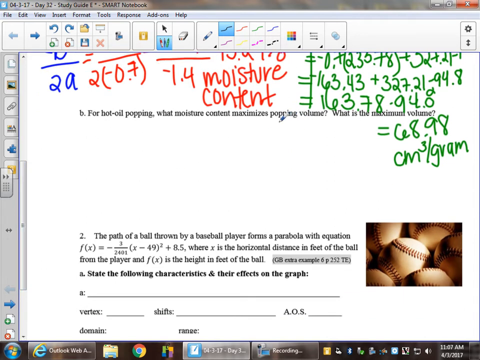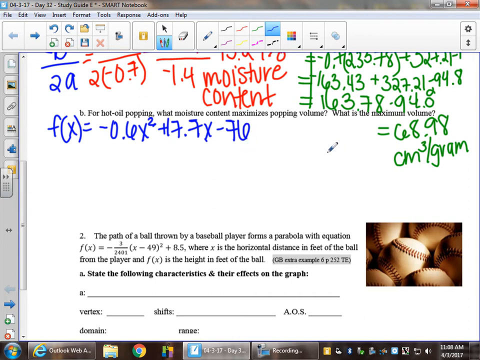All right, guys, for part B, what am I going to do? Which function am I going to choose? Which function based on the two given? We said hot oil popping. Hot oil popping: f of x equals negative 0.6x squared plus 17.7x minus 76.